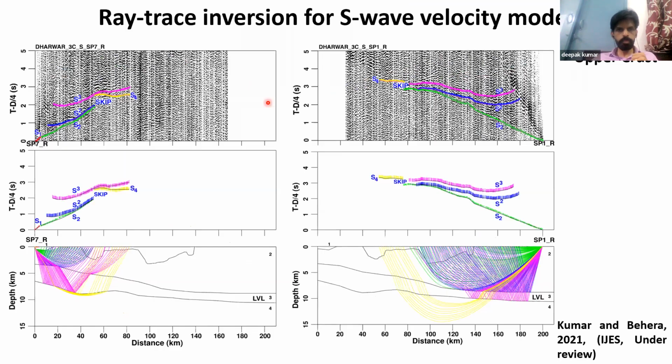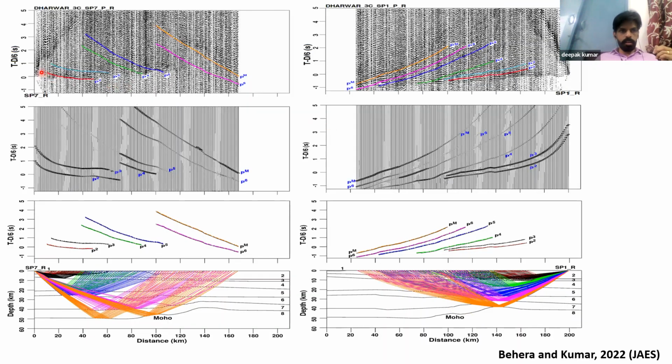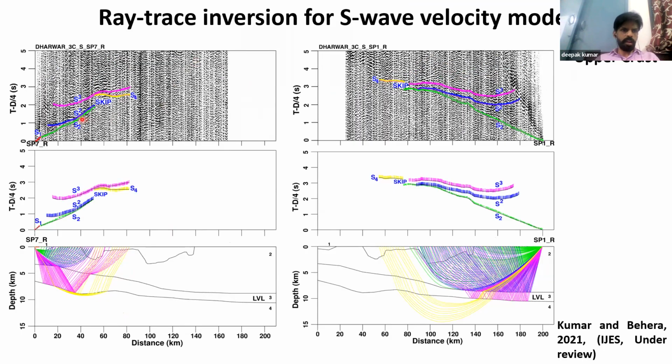Okay, this is for S wave. Similar thing for S wave. We see here I reduced the same data. I took the same data, but I suppressed the effect of P wave, and we are left only with the S wave. So I picked the phases for S wave, and since I have already made the model for P wave, the same model will be used for S wave.